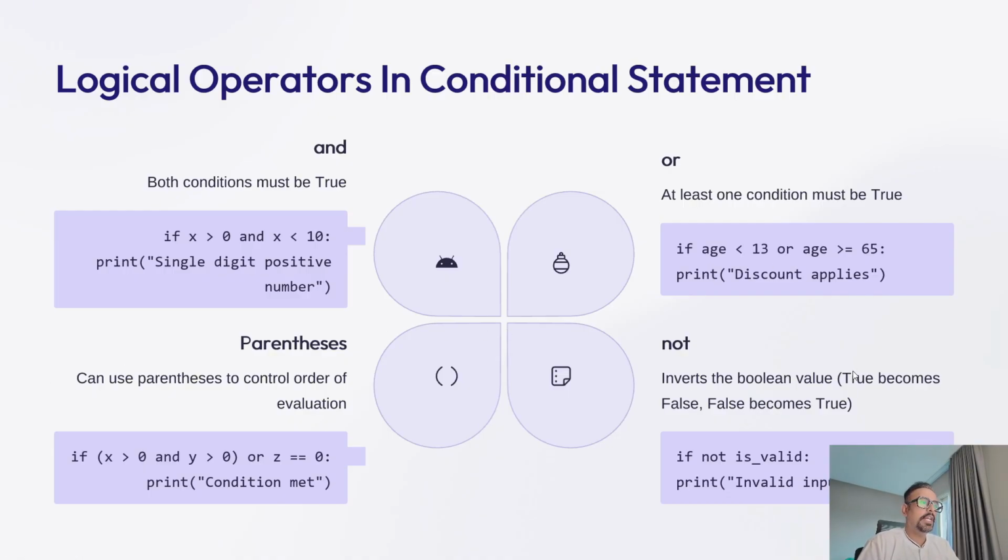The NOT operator in Python is used to reverse the result of a condition. For example, if the condition is true, applying NOT will make it false. If the condition is false, NOT will make it true, vice versa. This is useful when you want to check if something is not the case. For example, if I say if not is_raining, meaning if it is not raining, then perform something. Or if not is_valid, if something is not valid, then print invalid input. So it is a simple way to express the opposite of a condition in your code.